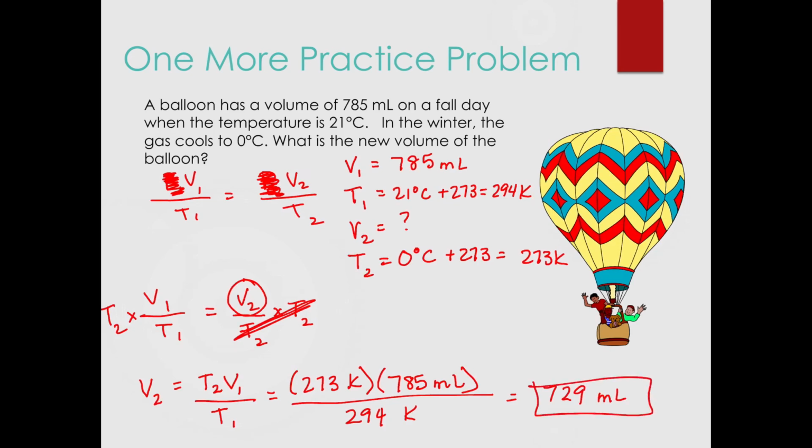Because our T2 is a colder temperature, and we know at colder temperatures, our molecular motion slows down. We have less pressure, and when we have less pressure, that will cause us to have a smaller volume. So our balloon shrinks in the wintertime.